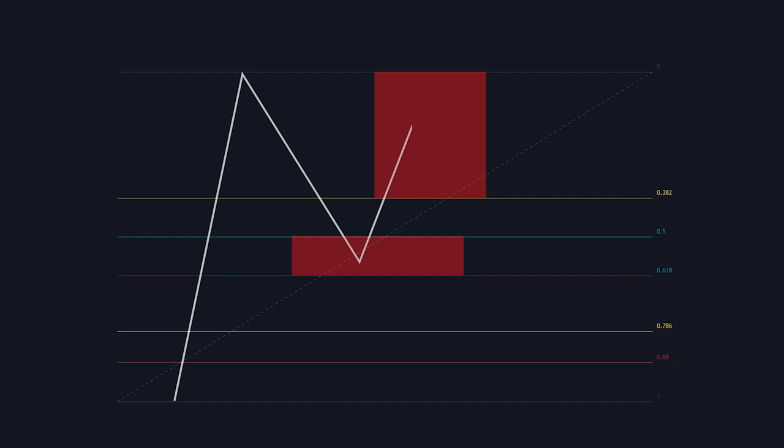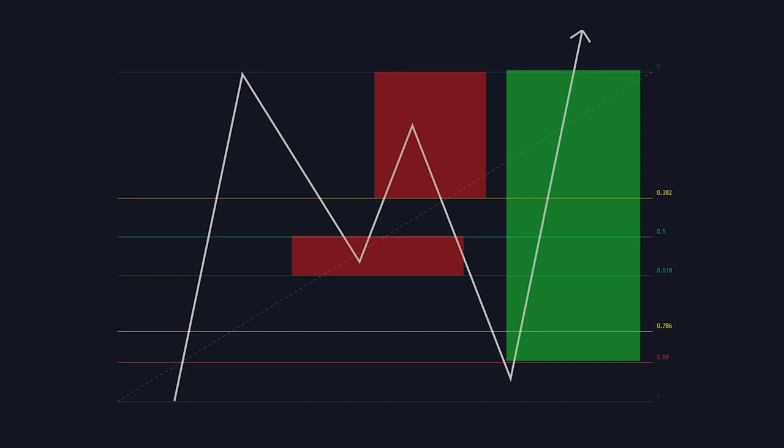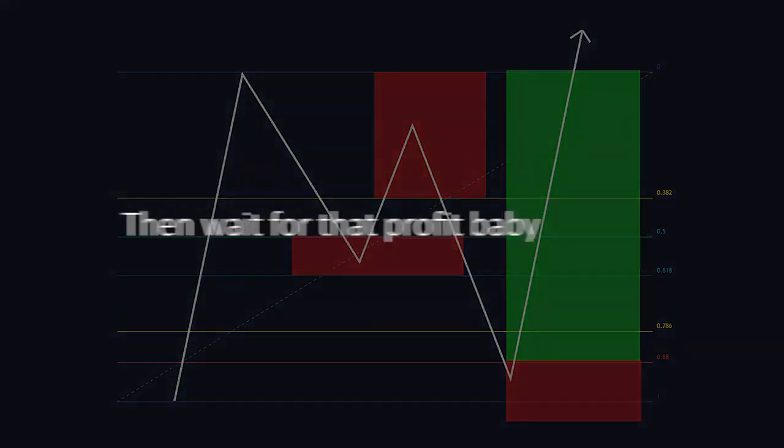This is step D. Price should come to this level, stop, then reverse and head towards your take profit, which should be placed at the top of the original move. You will be setting your stop loss right below the low of the entire move as well. Then wait for that profit, baby.